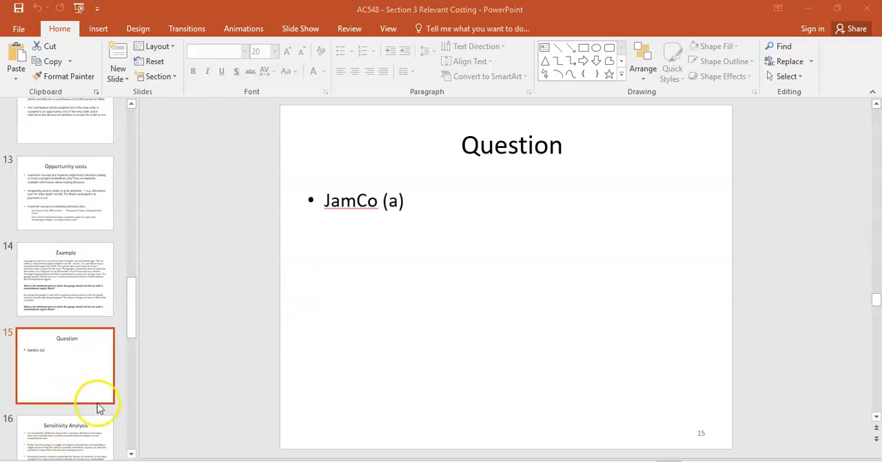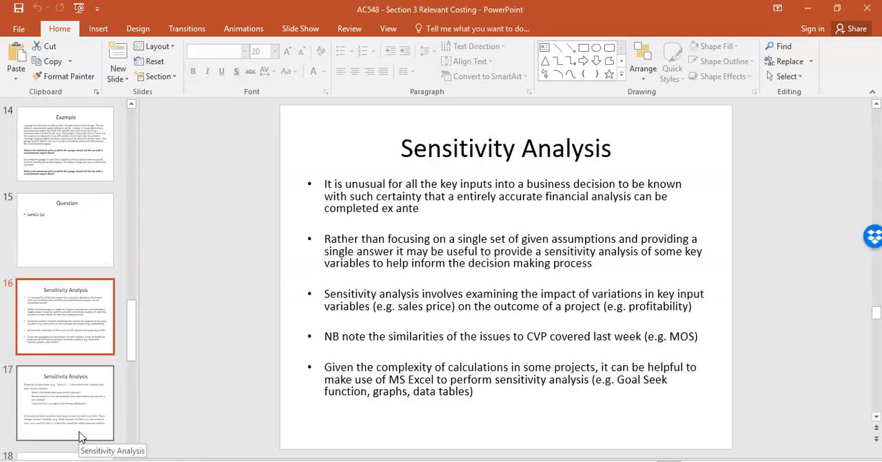Right, so once you've done your Jamco part A, the other aspect to look at in these decisions is the whole idea of sensitivity analysis. Because remember, when you're making a lot of these financial decisions, you're really going to be making them based on estimates or forecasts. And not every input, the sales price, the material cost, etc., is going to be known with certainty. So what is often done is we look at how sensitive the outcome is to particular variables.